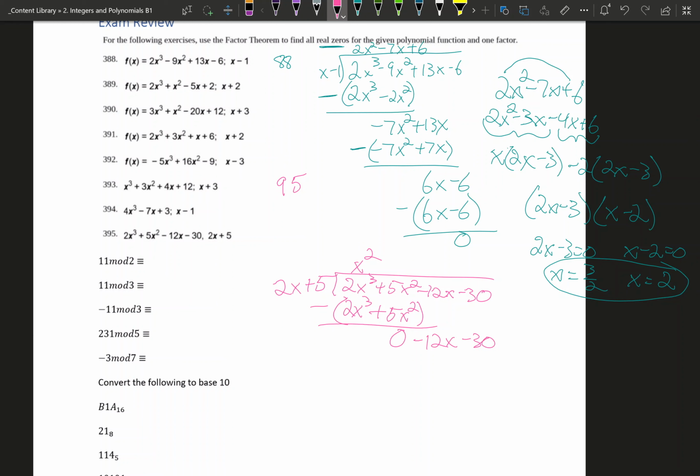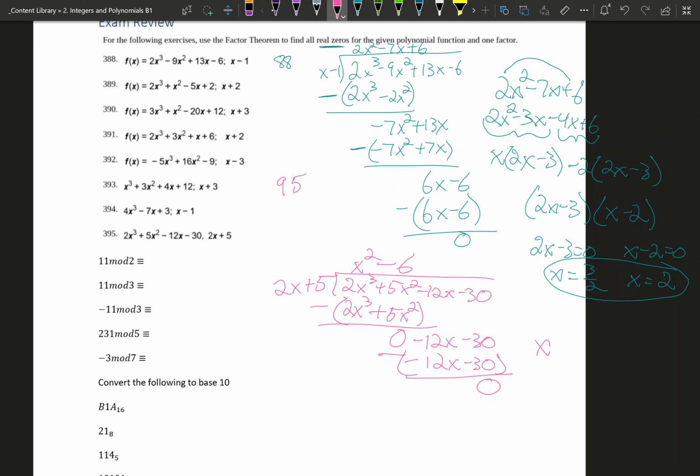Divide negative 12x by 2x and get minus 6. Multiply negative 6 by our entire divisor. Subtract, we end up with a remainder of 0, which is what we should get. So then we have x squared minus 6 as our quotient, and that is a factor of our polynomial. That we can solve in two ways to figure out what our other real zeros are.